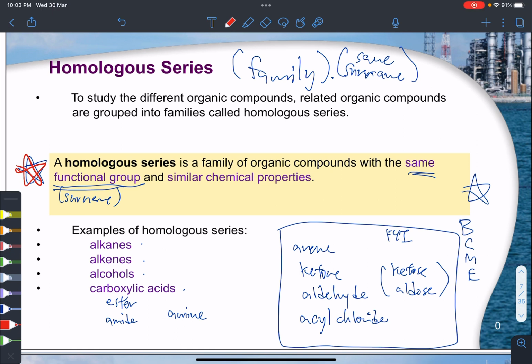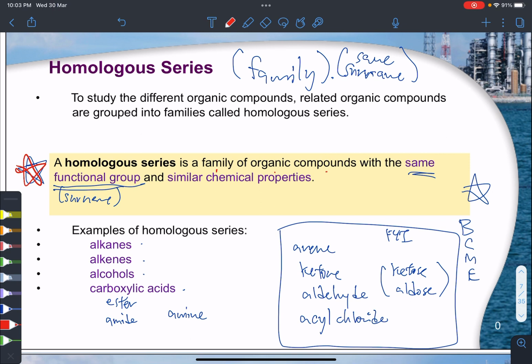But let's say for me, my surname is Wan. If you see people with the name of Wan, and they're hanging out with me, there's a good chance they might be my family in some sense. So the idea of a family, the surname, is like a homologous series. That's why if you look at the definition, it says a family of organic compounds. But that is actually not what I'm looking out for.